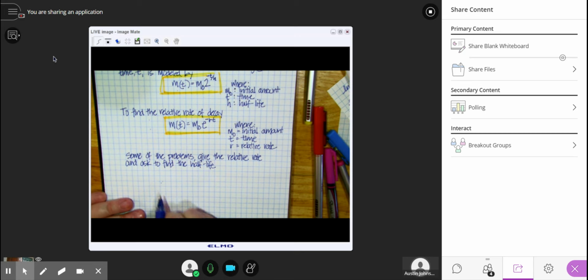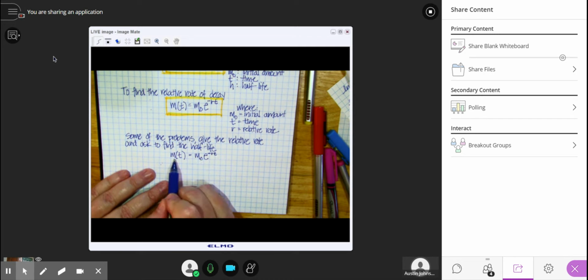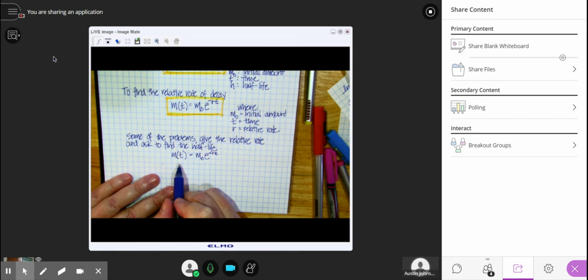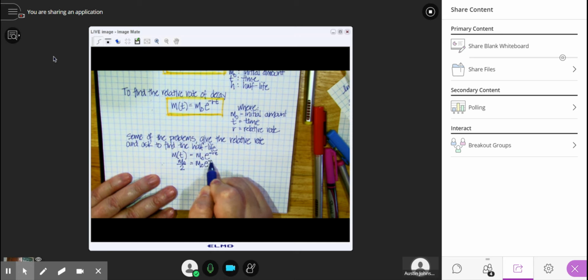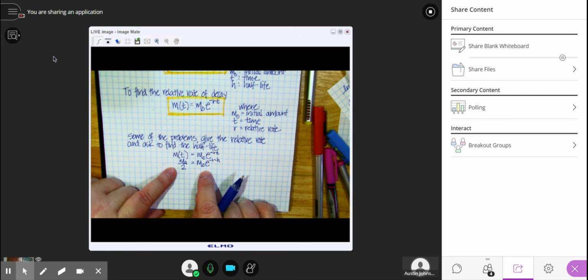All right, so if we start with the relative, which is m of t, or the mass at time t, is equal to the original mass times e to the negative rt. Now, we want there to be half, so m0 divided by 2, or half of the original amount. And instead of t, we want the time to be h for the half-life. If I simplify this a little bit by dividing both sides by m sub 0, I'm just going to get 1/2 equal to e to the negative rh.